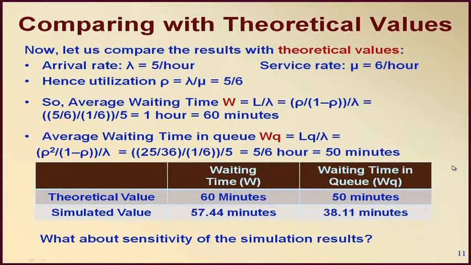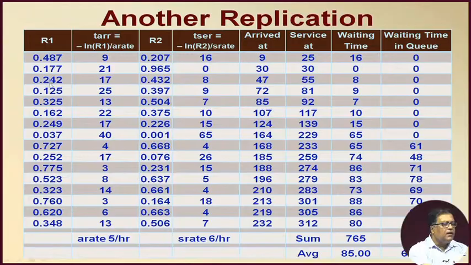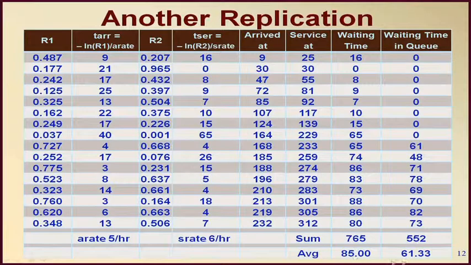let me show some results. This is another replication. What is the difference here? The difference here is that the random numbers are all different, right. This is one set of random numbers, this is another set of random numbers for arrival and service. The inter-arrival times and service times are all computed, and then waiting minutes are obtained, and if you see the average comes to 85 and 61. It is on the higher side.